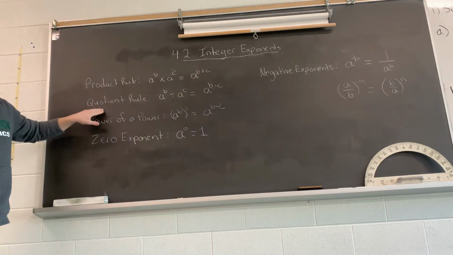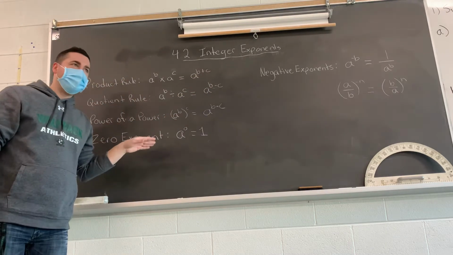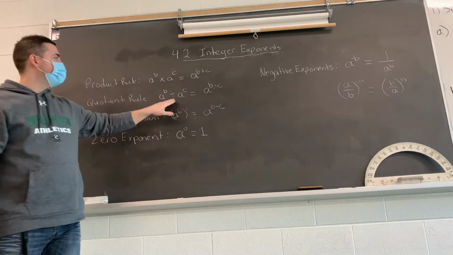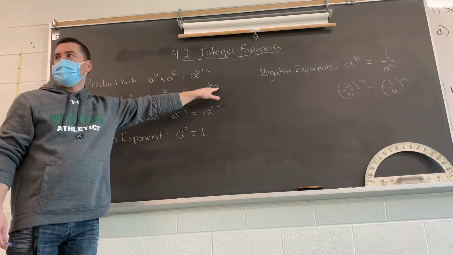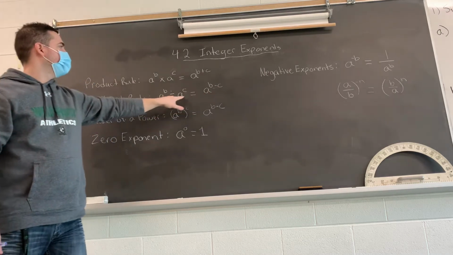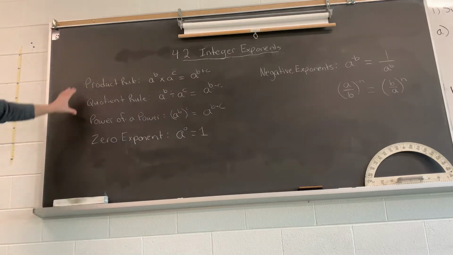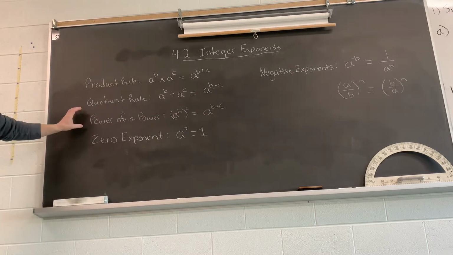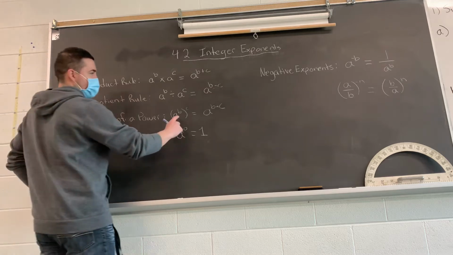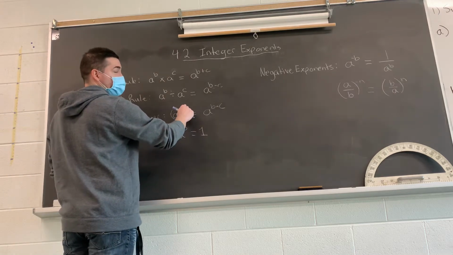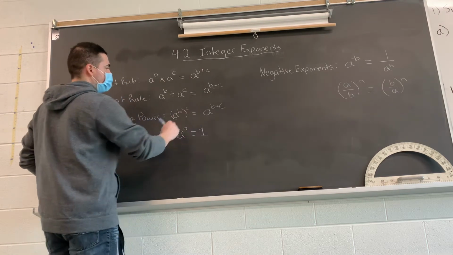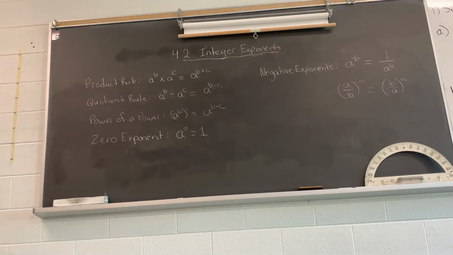Then we have the quotient rule. This is when you're dividing like terms with the same base, we subtract the exponents. So if we're dividing, we just subtract exponents, again, from grade 9. Power of a power, that's when you have a power and another power outside the bracket. We multiply these exponents.